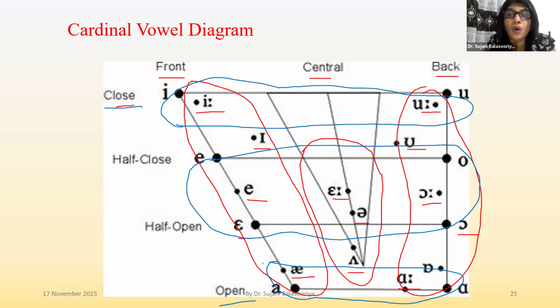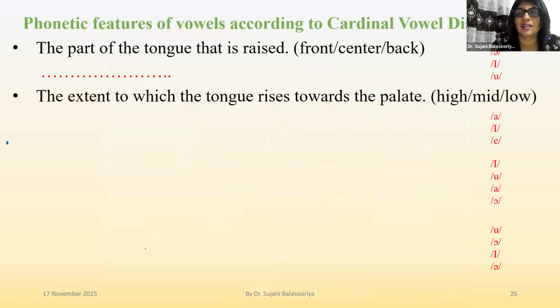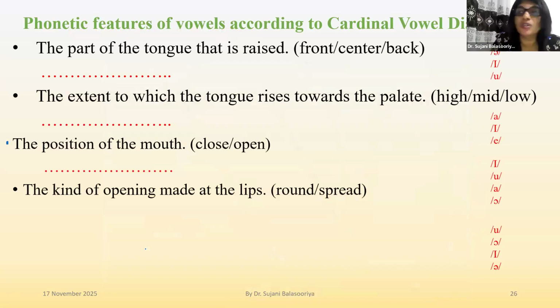Even O, we have to open the mouth. And there are two mid levels, half closed and half open. All right. And then the fourth criterion, the kind of opening made at the lips. So accordingly, we have two types of vowels, round vowels and spread vowels. Sometimes we call them unround vowels. The word unround is used instead of spread, right? So either round or spread vowels.